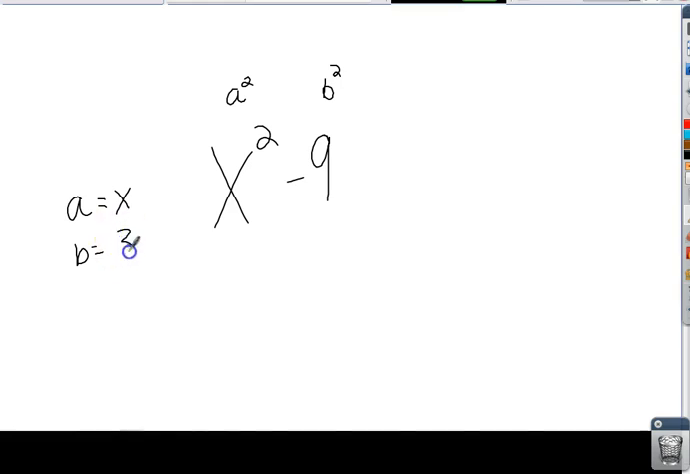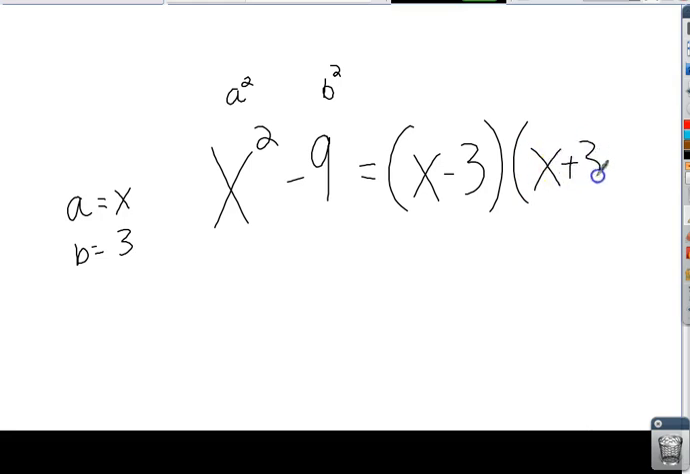The answer is 3. Then, since there is a difference between here, I then can factor it using my formula. Does it matter what order I put these in terms of having the plus or minus first? No, it doesn't. Doesn't matter at all. So that's good. There we go.